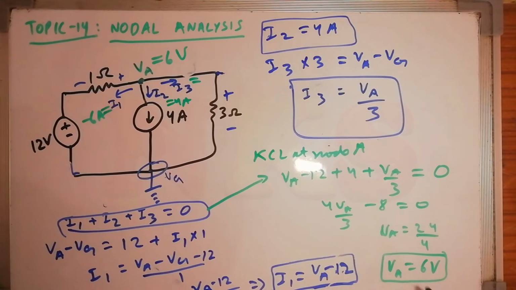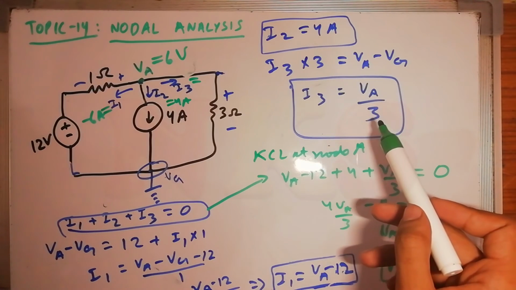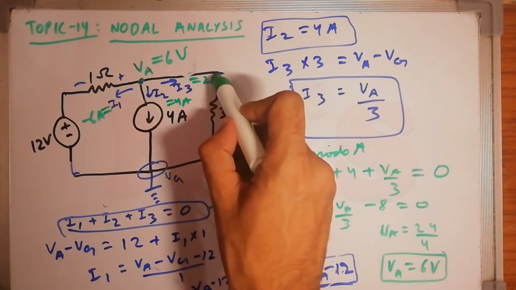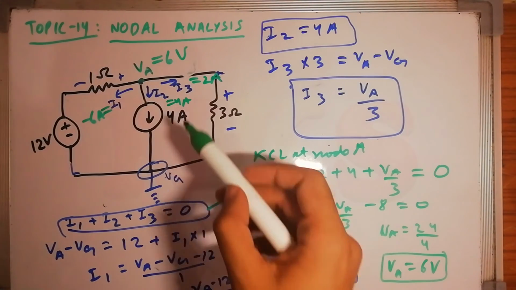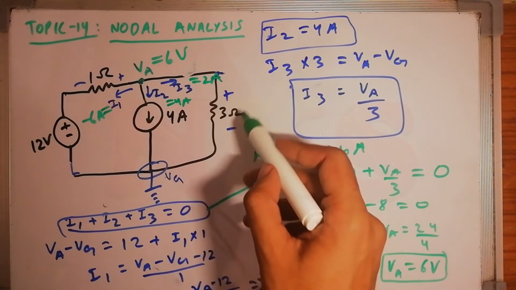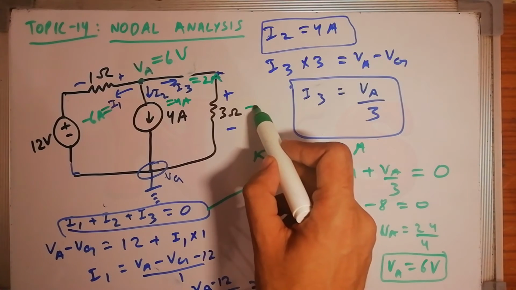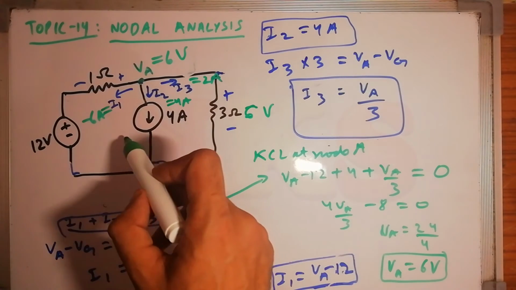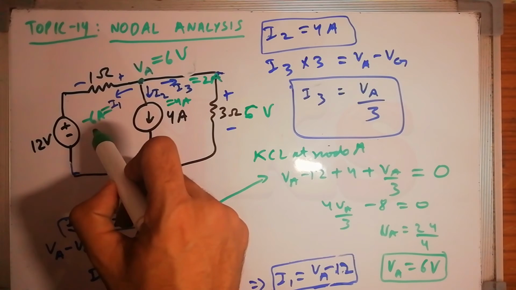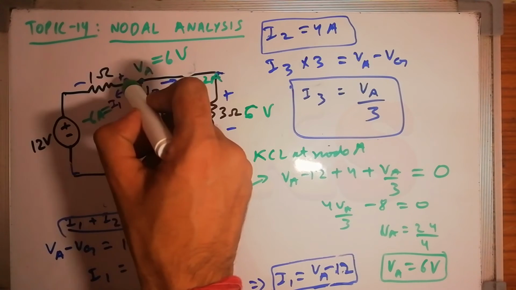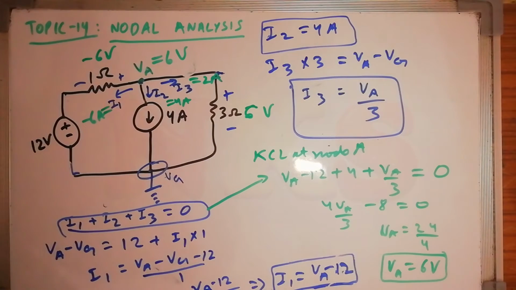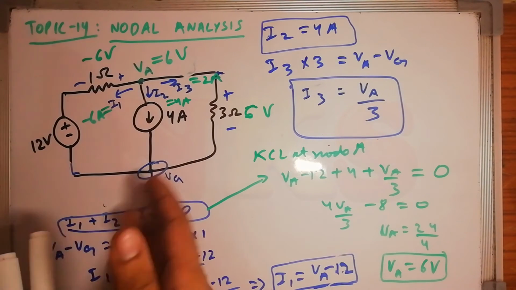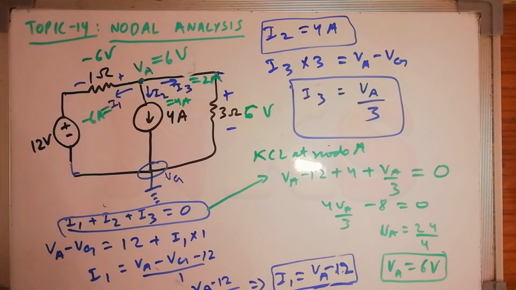What is I3? VA by 3. So 6 by 3, that is equal to 2 amperes. So I3 is equal to 2 amperes. So what is the voltage drop across the 3 ohm resistor? 6 volts. What is the voltage drop across the 1 ohm resistor? If I am taking these polarities only, then it will be minus 6 volts. So this way you can find any parameter for any element in this network. So this is what nodal analysis is.